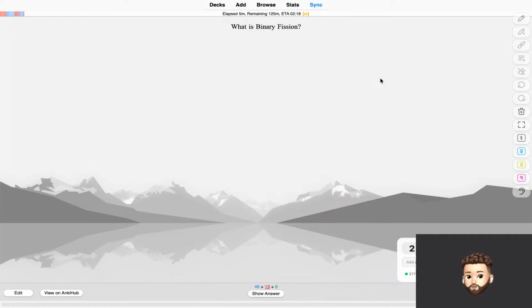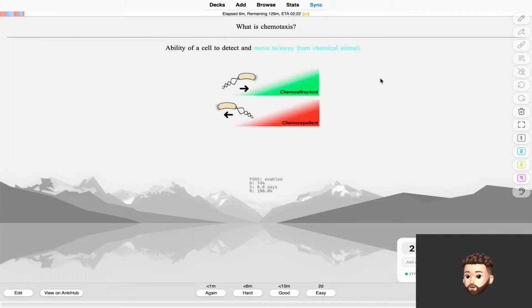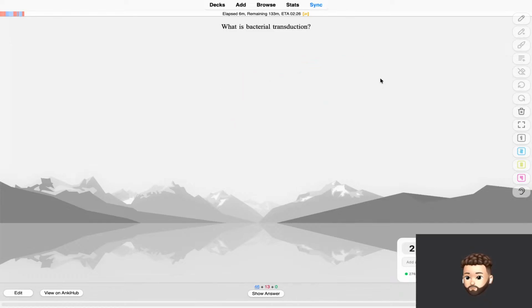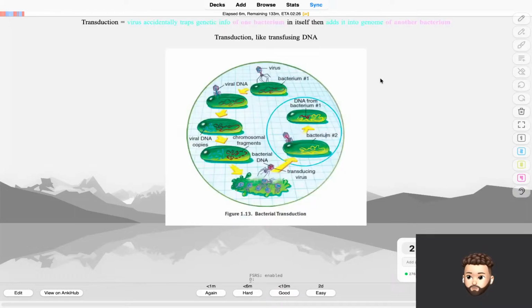What is binary fission? It's a simple form of asexual reproduction seen in bacteria. It basically copies its own DNA and splits. The ability of a cell to detect chemical stimuli. Transduction.